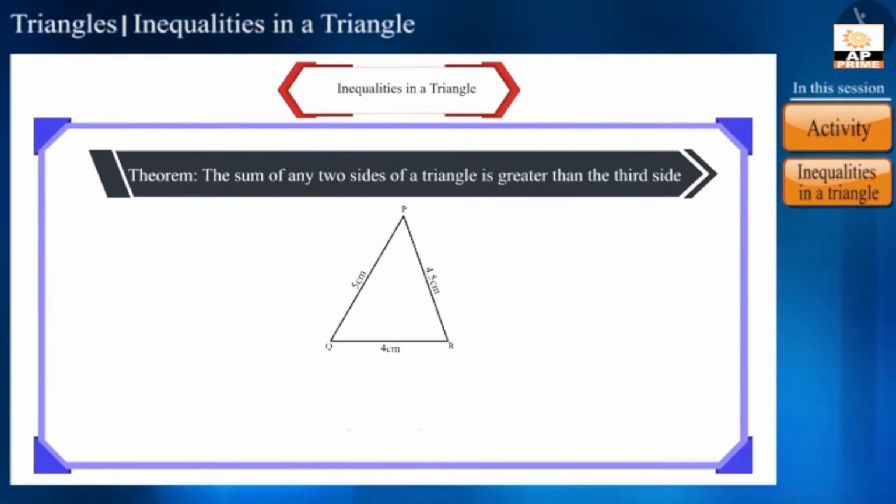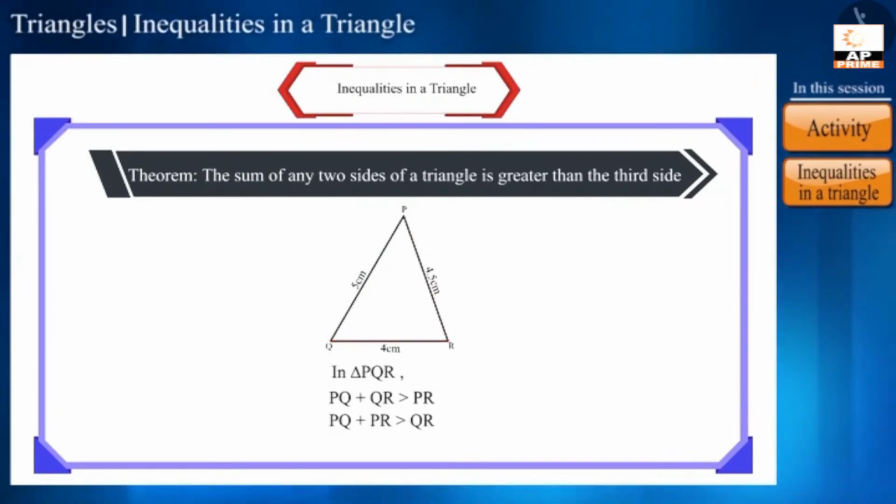Therefore, we can say for triangle PQR that the sum of sides PQ and QR is greater than side PR. The sum of sides PQ and PR is greater than side QR. And the sum of sides QR and PR is greater than side PQ.